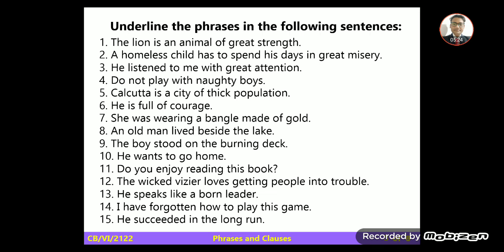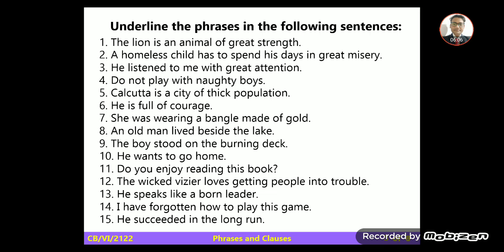Number 8, an old man lived beside the lake. Okay, now it is your turn. Tell me, an old man, think. I think you thought and you understood. The lake will come, it means beside the lake will come as a phrase. Number 9, the boy stood on the burning deck. So what will come here? On the burning deck, that is a phrase. He wants to go home. To go home, that is a phrase.